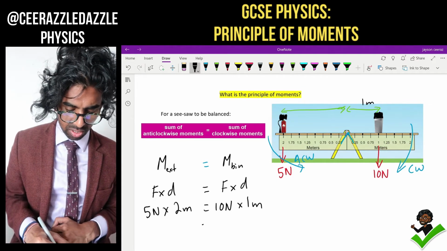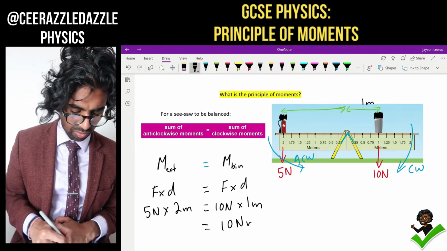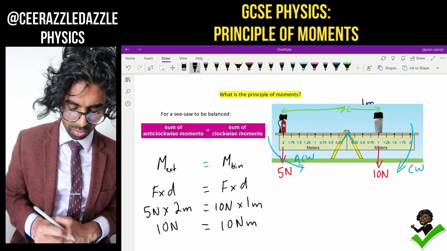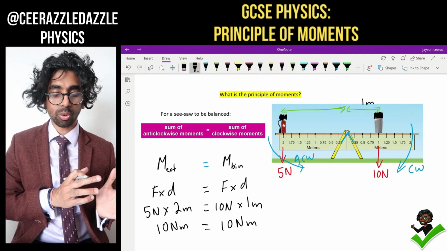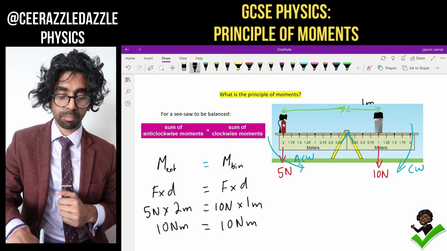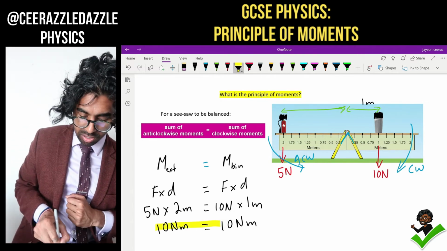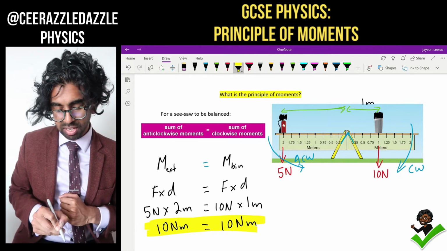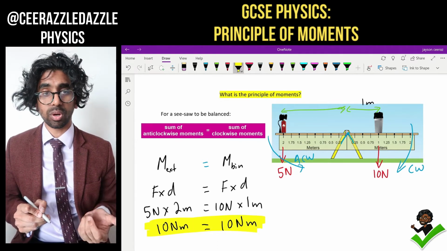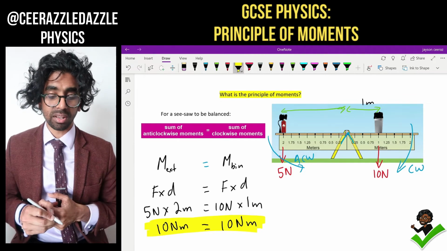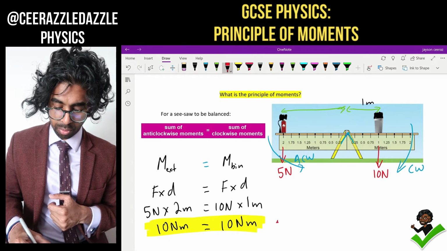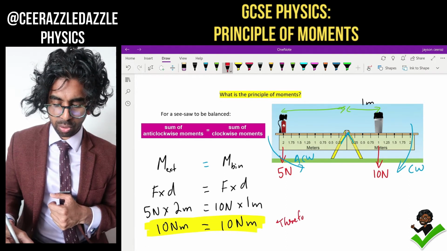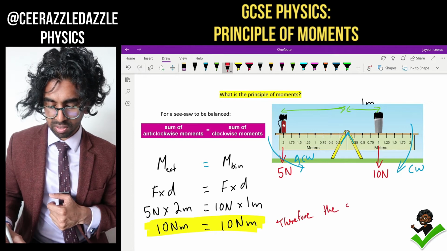What do you notice? 10 newton meters on one side. The other one is also 10 newton meters. So therefore, they have the same amount of clockwise moments as anti-clockwise moments. Therefore, the beam is balanced. So if you find that the total amount of clockwise moments is equal to the total amount of anti-clockwise moments, the beam will remain balanced. And look, we've now proved it, and this is the reason why. Therefore, the seesaw is balanced.